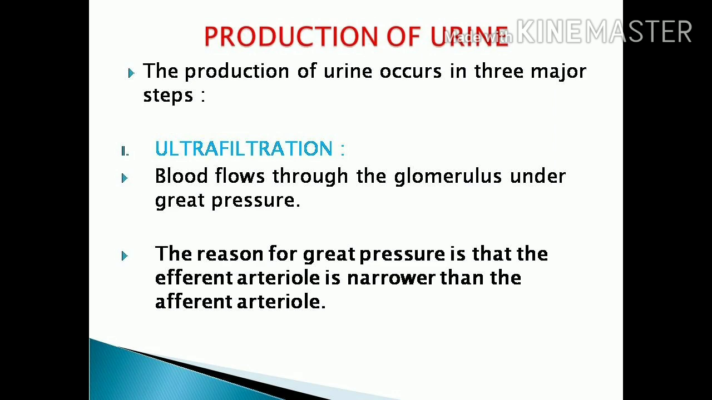Because of the difference in the diameter of these arterioles, high pressure is created in the glomerulus region. That pressure is called hydrostatic pressure. So the reason for this hydrostatic pressure is the difference in the diameter of the afferent and efferent arteriole. The afferent arteriole is wider and the efferent arteriole is narrower. So because of this difference, high pressure is created in the glomerulus region.